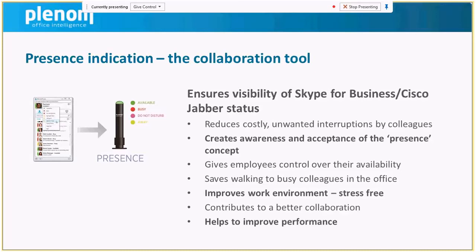Statistics say that when interrupted during a task, it might take maybe 20 minutes to get back into the same focus that you were before the interruptions. So interruptions are very costly to organizations. Furthermore, having a Busylight and having the status from the UC client in the office will create awareness and acceptance of the presence concept, which again will increase the user adoption of the UC platform.